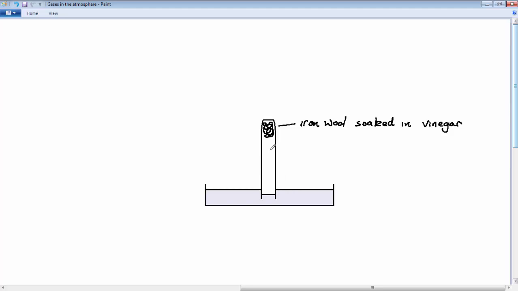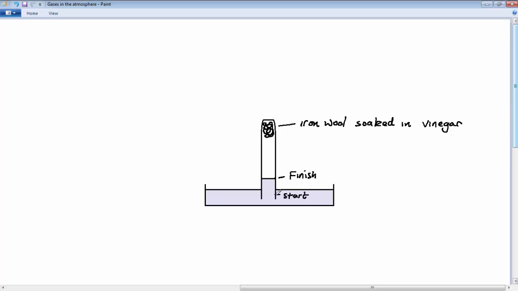Now what you're going to find is, as the oxygen reacts with the iron wool to form iron 3 oxide, the oxygen in the air in the test tube is removed, and the atmospheric pressure outside pushes water up into the test tube to replace the oxygen that's been removed. So after a few hours we'll see something like this, where the starting level was here and the final level was here. That's after all of the oxygen has been removed from the test tube.